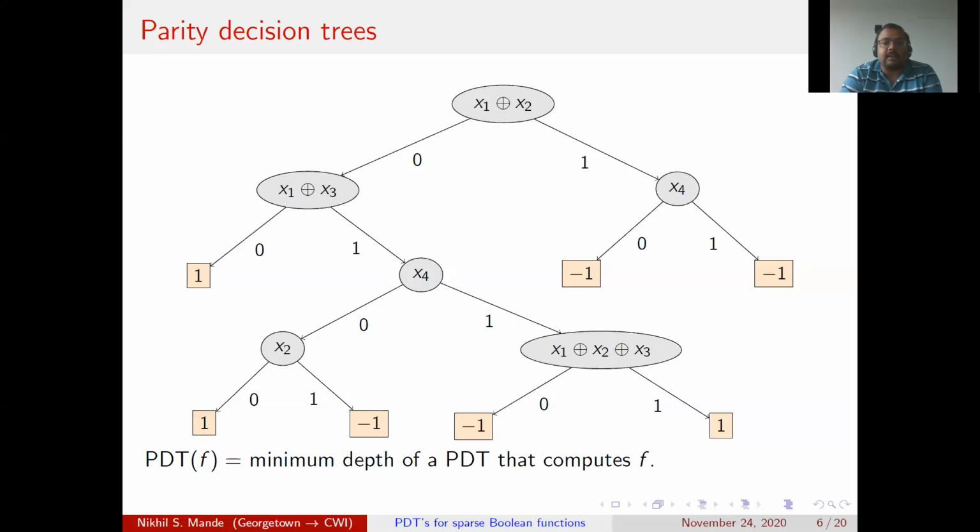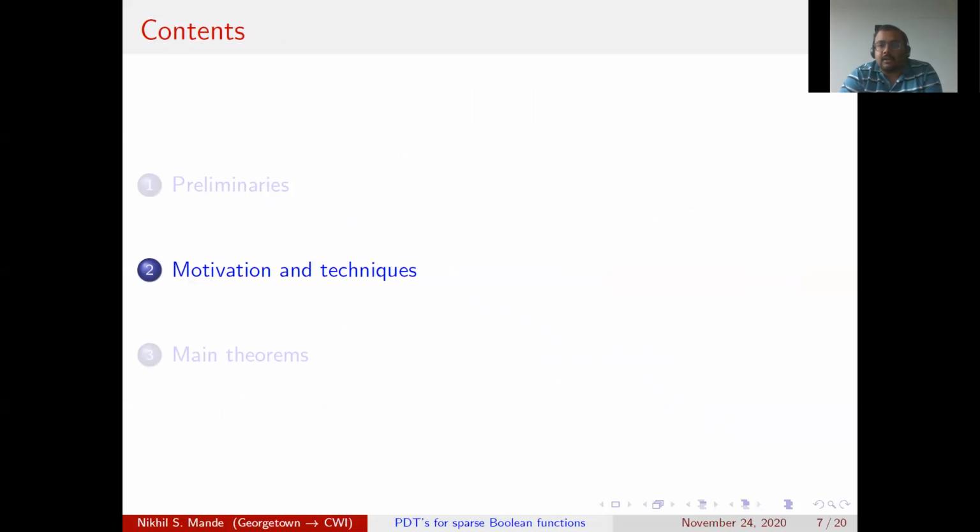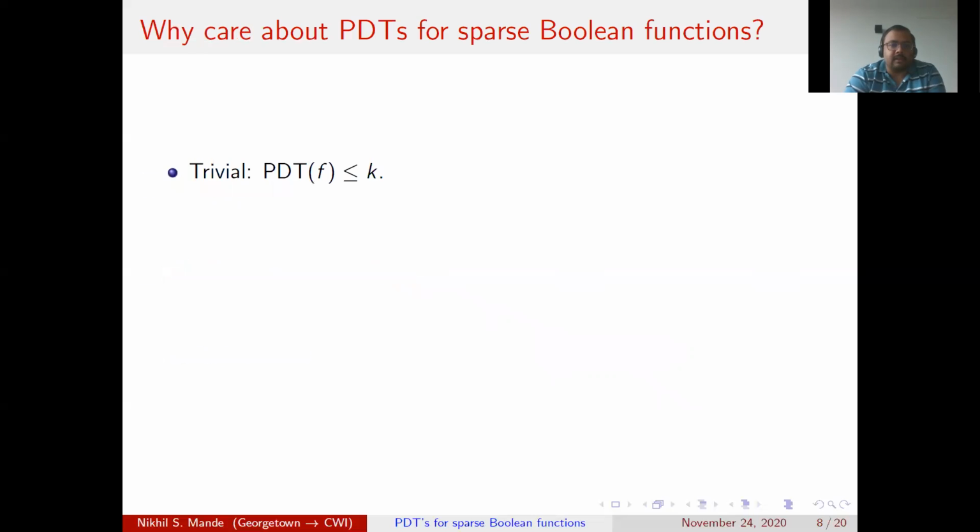And the parity decision tree complexity of a Boolean function f is the minimum depth of a parity decision tree that computes f. So depth is the measure of our interest. Great. So now I've told you what Fourier-sparse Boolean functions are, what parity decision trees are, what that model of computation is. Next, let me talk a little bit about motivation.